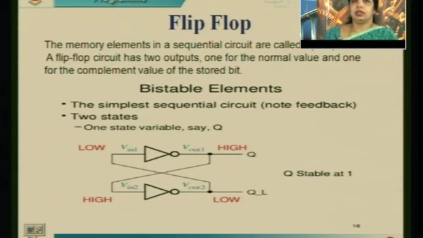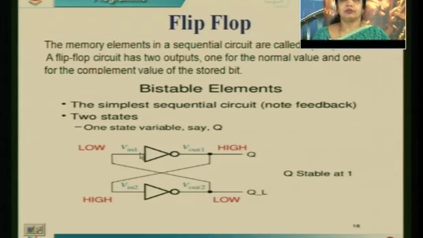So two inverters, or two NOT gates, are connected through a feedback. This is the input to the NOT gate, and this is the output of the NOT gate. We have two gates over here, an upper NOT gate and a lower NOT gate. The output of the upper NOT gate is connected back as an input to the lower NOT gate. Similarly, the output of the lower NOT gate is connected to the input of the upper NOT gate. So we have a crisscross connection. This crisscross connection is called feedback.